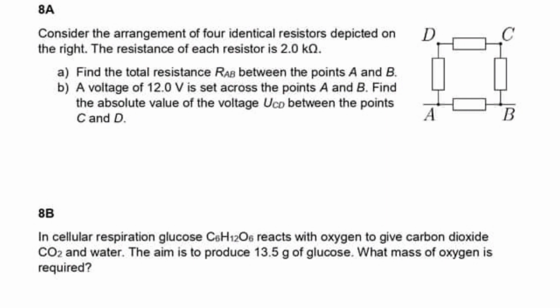In cellular respiration, glucose C6H12O6 reacts with oxygen to give carbon dioxide CO2 and water. The aim is to produce 13.5 gram of glucose. What mass of oxygen is required? So these are the questions that you may be asked in the entrance examination of Finnish universities. Now let's move to the final part.